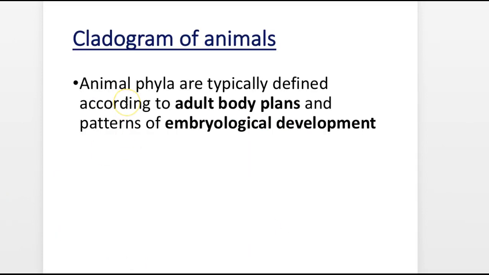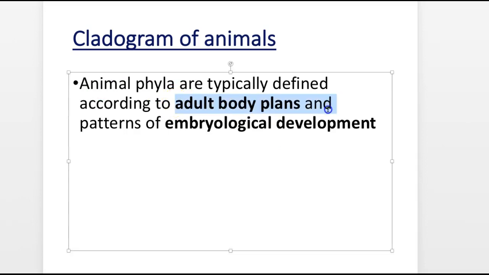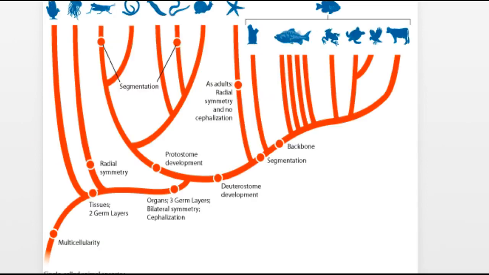The last one is a cladogram of animals. Animal phyla are usually defined according to adult body plans and embryological development. So right here is an example of a cladogram, and you can see all those things happening. Multicellularity happened before any of the animals appeared, so the common ancestor of all animals was a multicellular organism.